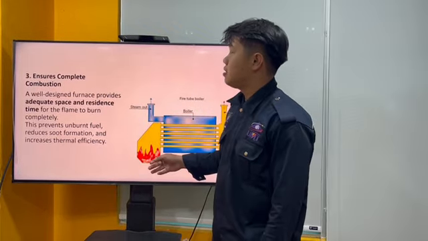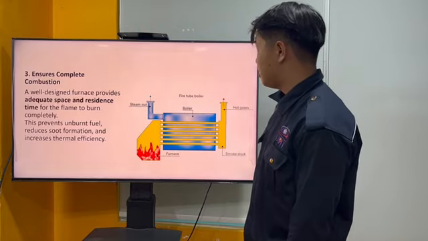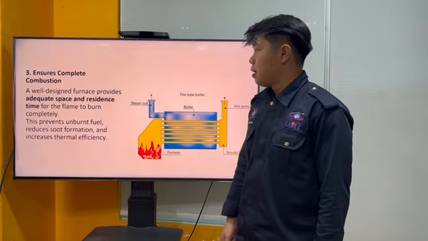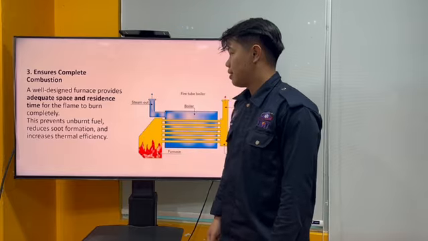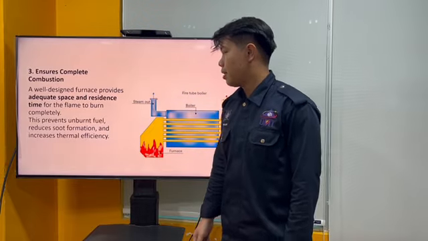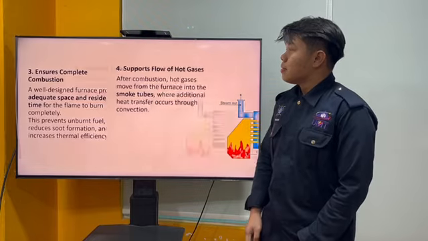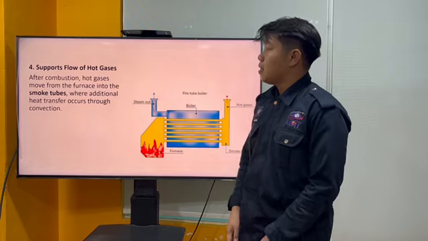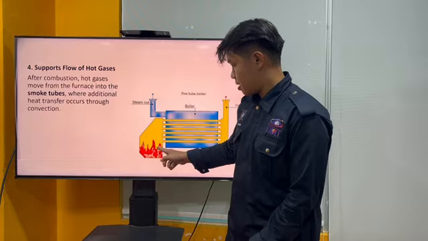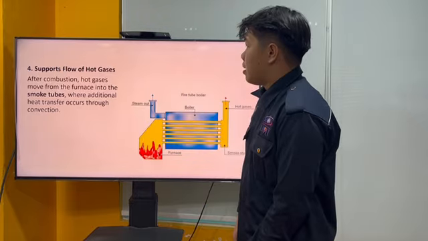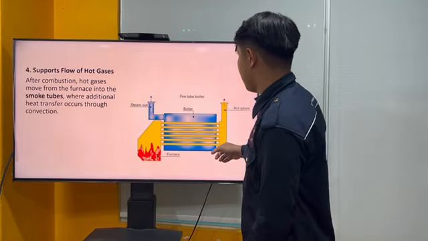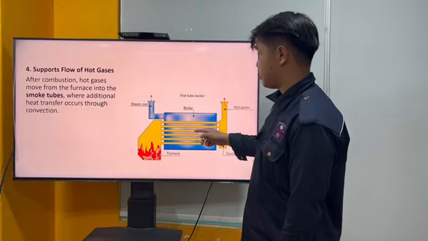Thirdly, it ensures complete combustion. As we all know, furnace provides adequate space and residence time for the flame to burn completely. This prevents unburned fuel, reduces soot formation, and increases thermal efficiency. Next is furnace supports flow of hot gases. After combustion takes place, hot gases move from furnace into the smoke tube, where heat transfer occurs through convection.